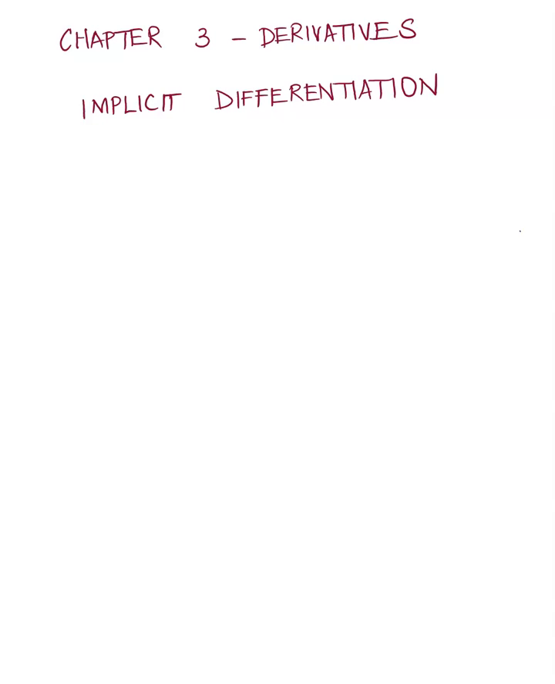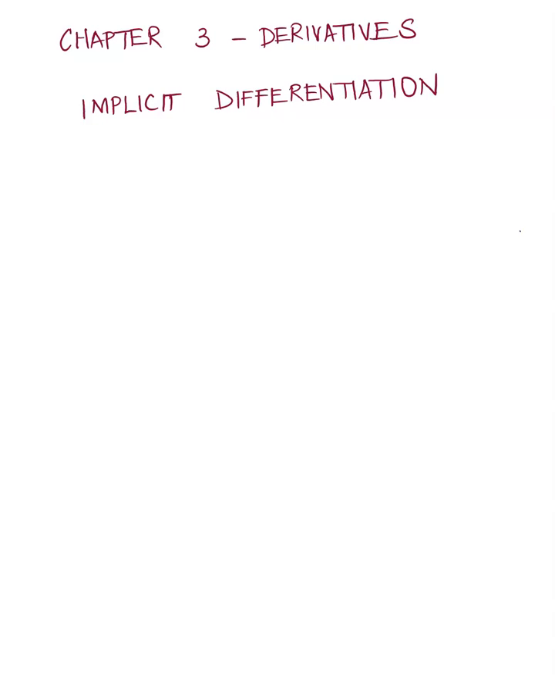Hello everyone, welcome to Chapter 3, Derivatives. Here we look at implicit differentiation. Just in English, implicit means something that's hidden, something that's not direct or straightforward. And differentiation, we saw, was the process of finding the derivative.